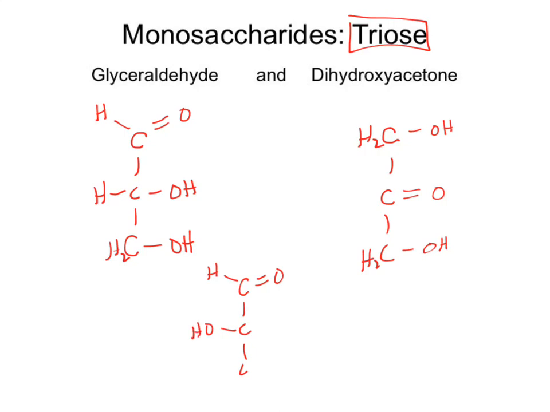Is there a difference between these two structures? What's that difference? We have different chiral centers. We have a chiral center in that central carbon.